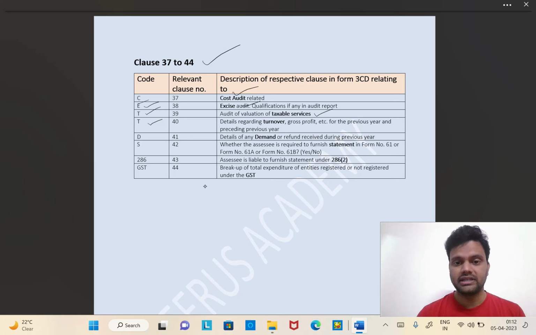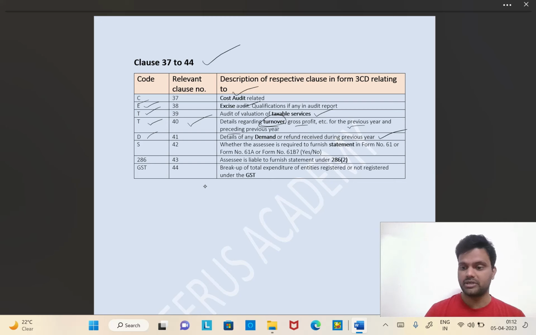And again, TDS. First T means turnover: details regarding the turnover, gross profit, etc. of the previous year and preceding previous year. You need to provide the details of the previous year and preceding previous year under this clause. That is clause number 40. And D: if the company has received any demand from the income tax department or any refund from any authority, they have to mention it here during the previous year.